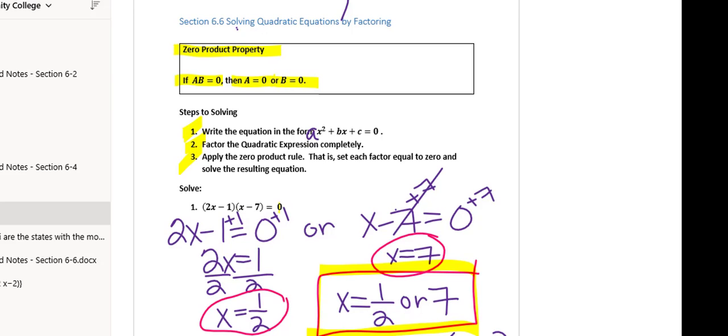Then we factored the quadratic expression that is on one side. After that, we applied the zero product property, which is to set each factor equal to 0 and then solve. And from that, we got our solutions.